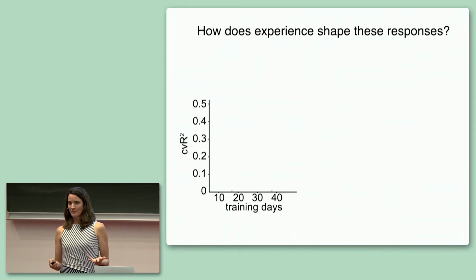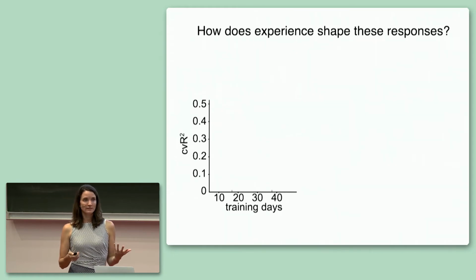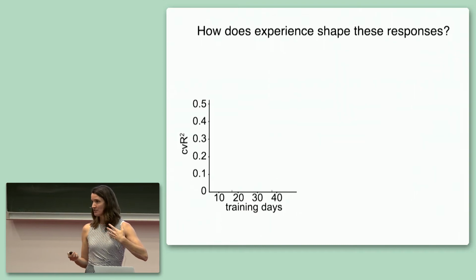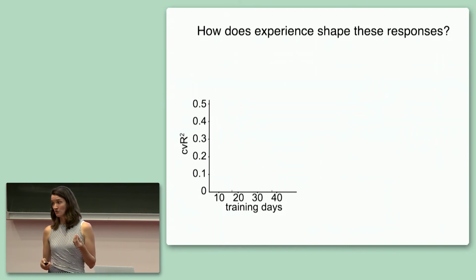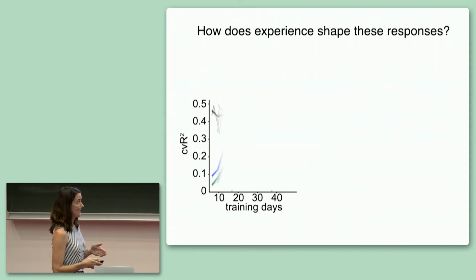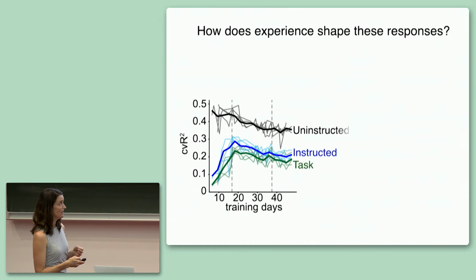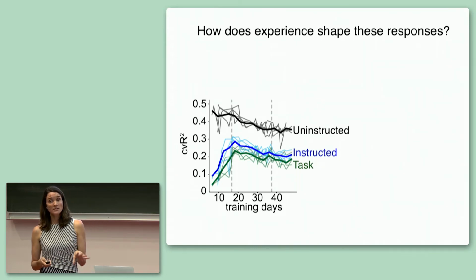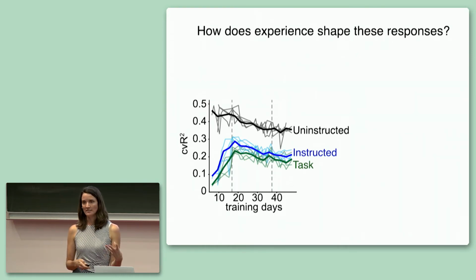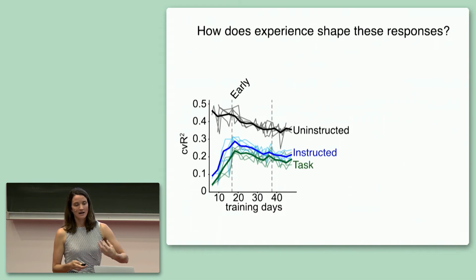So how does experience shape these responses? Well, one really nice feature of doing widefield imaging is that we can do it all the way through learning. So we can see how the brain changes as the animal goes from being a novice decision maker to being an expert decision maker. We can track the contribution of these three different classes of movements over many, many days as the animal's learning a task. And that's what you see here. You can see that uninstructed movements always dominate, although they come to dominate less as time goes by. So as the animal becomes more of an expert, these fidgets tend to matter less.